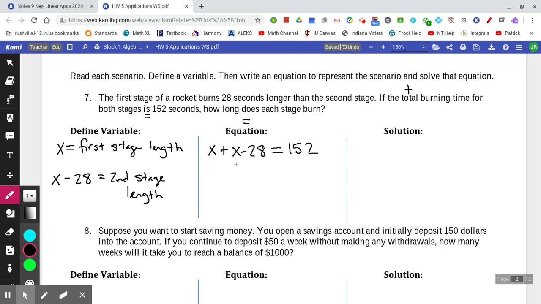So now it's up to you to go through and solve this equation. X represents the length of the first stage, and then if you take whatever X is and subtract 28, then you'll have your length of the second stage of how long this rocket burns.